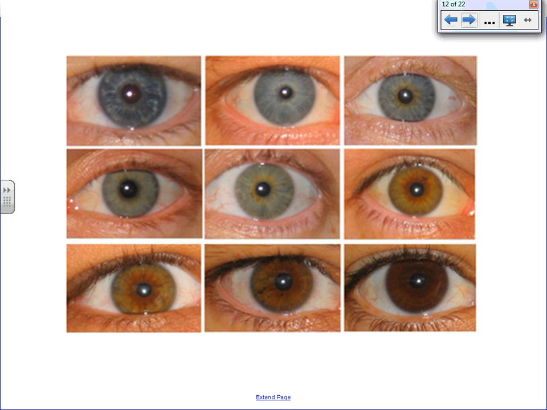So for now, don't worry so much about the green eyes and the hazel eyes, and we'll just think of the world in either blue-eyed versions or brown-eyed versions. If you have green eyes or hazel eyes, you're special and we'll talk about you later.